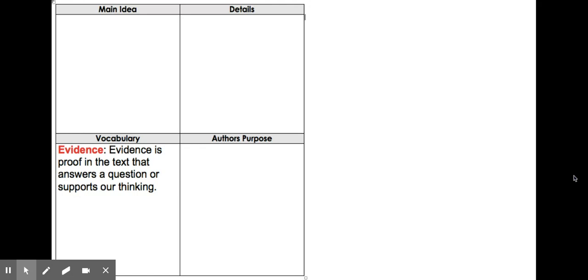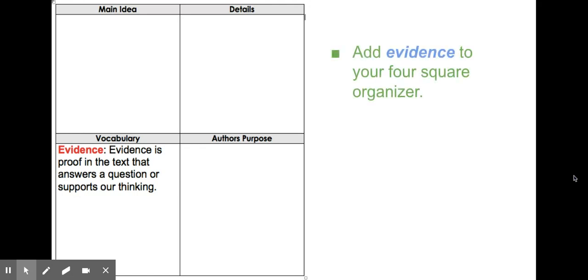So we're now going to focus on our vocabulary portion of our Foursquare model. Please add the word evidence to your Foursquare organizer. This should be a very familiar word, but just in case you forgot, evidence is proof in the text that answers a question or supports our thinking. Go ahead and jot this down in your Foursquare model now.